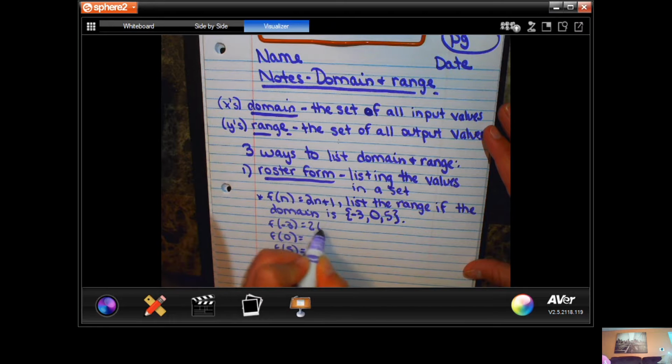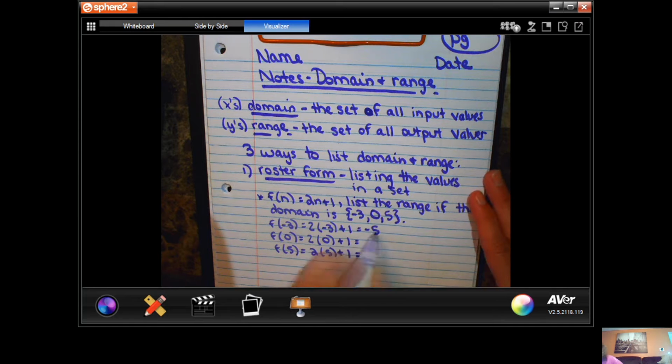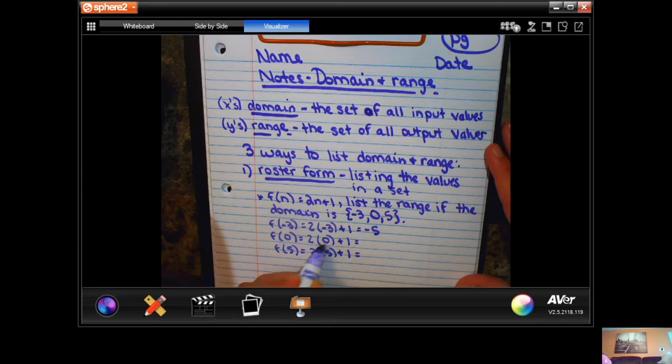So 2 times -3 plus 1. To find f of 0, I'm going to do 2 times 0 plus 1. To find f of 5, I'm going to do 2 times 5 plus 1. And we're going to figure these out. So 2 times -3 plus 1 is -5. 2 times 0 is 0 plus 1 is 1. And 2 times 5 is 10 plus 1, that's 11.